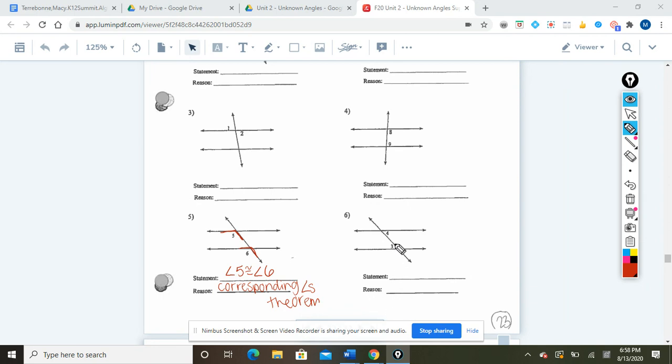All right, and then the last one, these are the ones we're probably most familiar with, alternate interior. So we got angle 3 is congruent to angle 4. And it is because of alternate interior angle theorem.